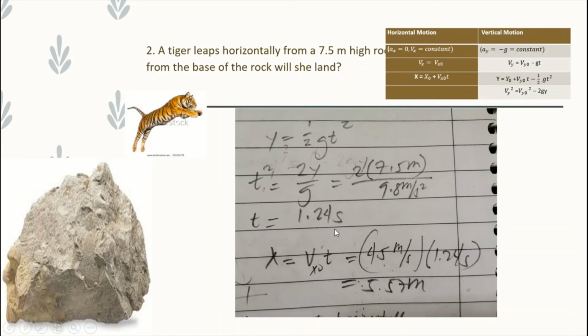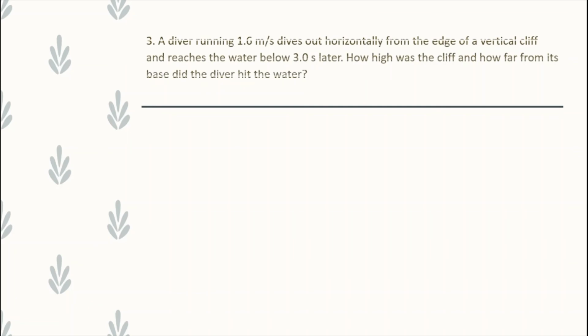So we can solve for the base or the horizontal distance. The horizontal distance is now, using this equation, 4.5 meter per second times the time, which is 1.24 seconds. So the answer is 5.57 meters. Okay, next.